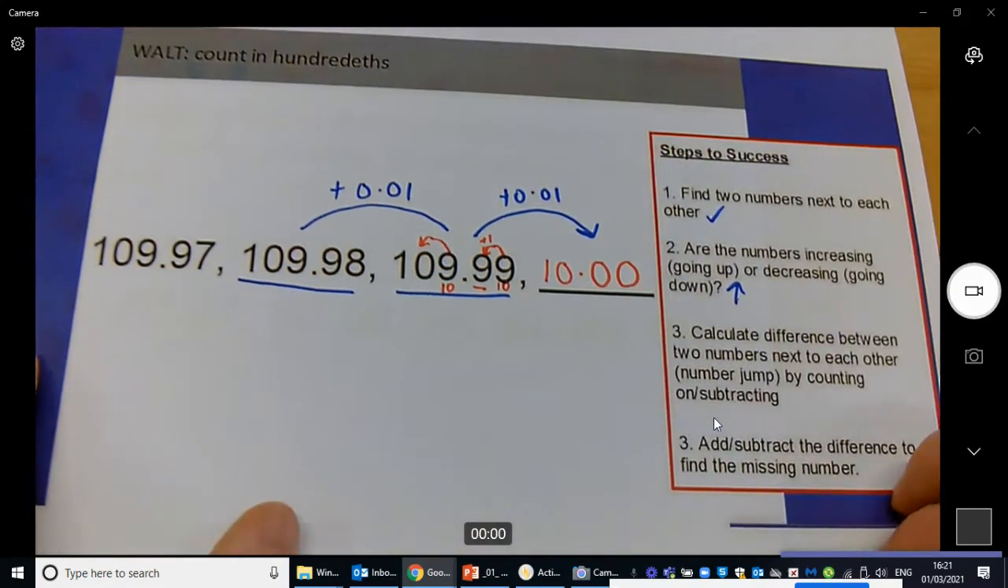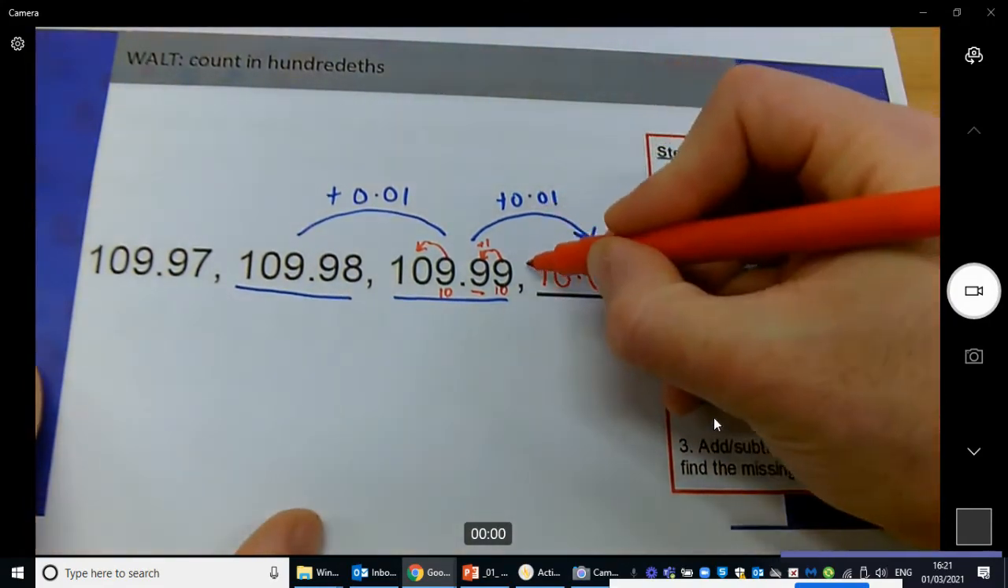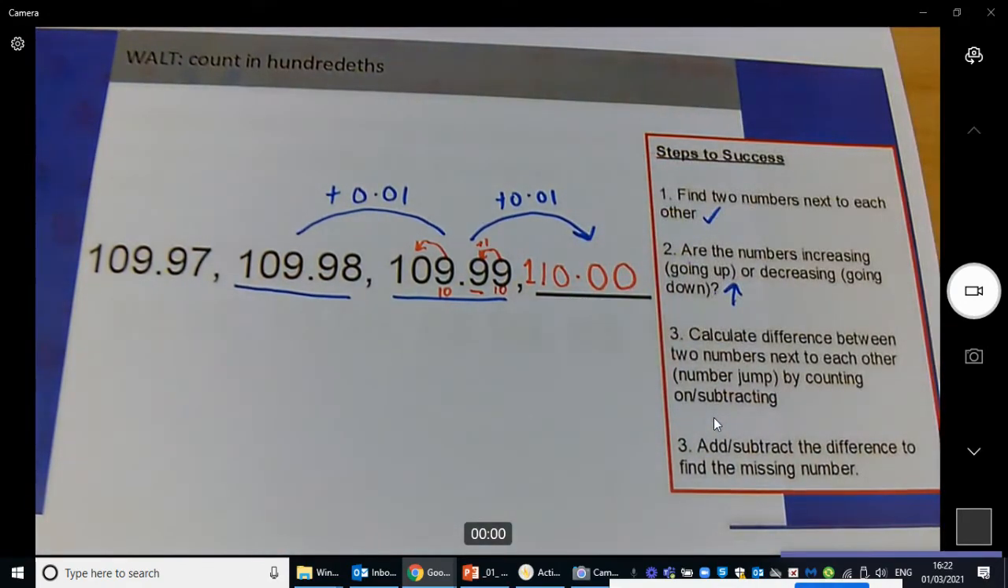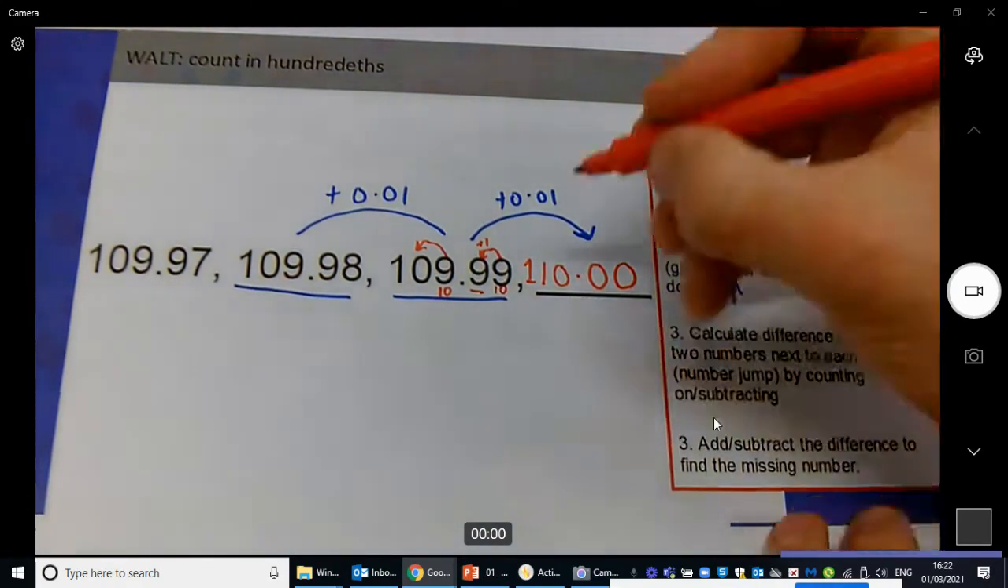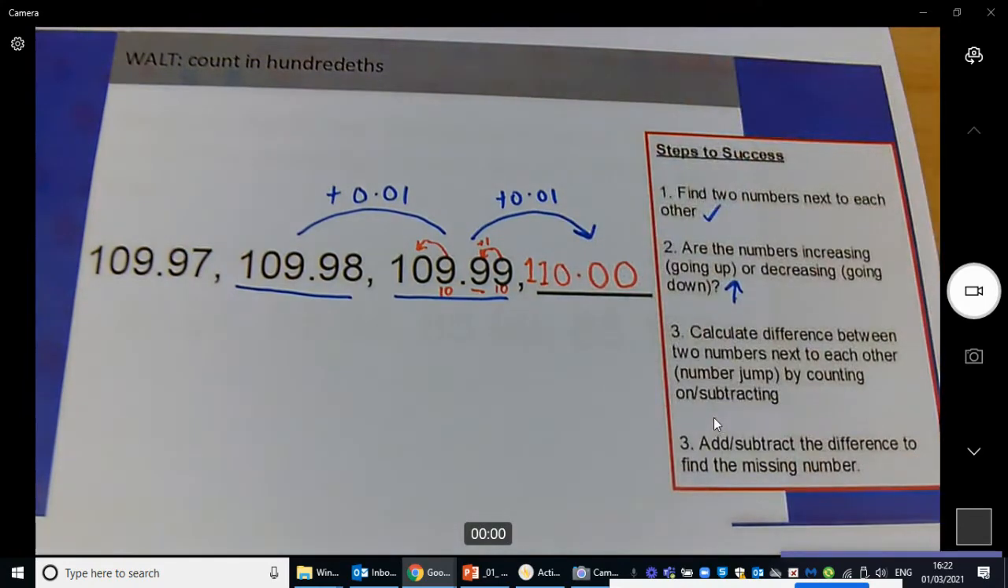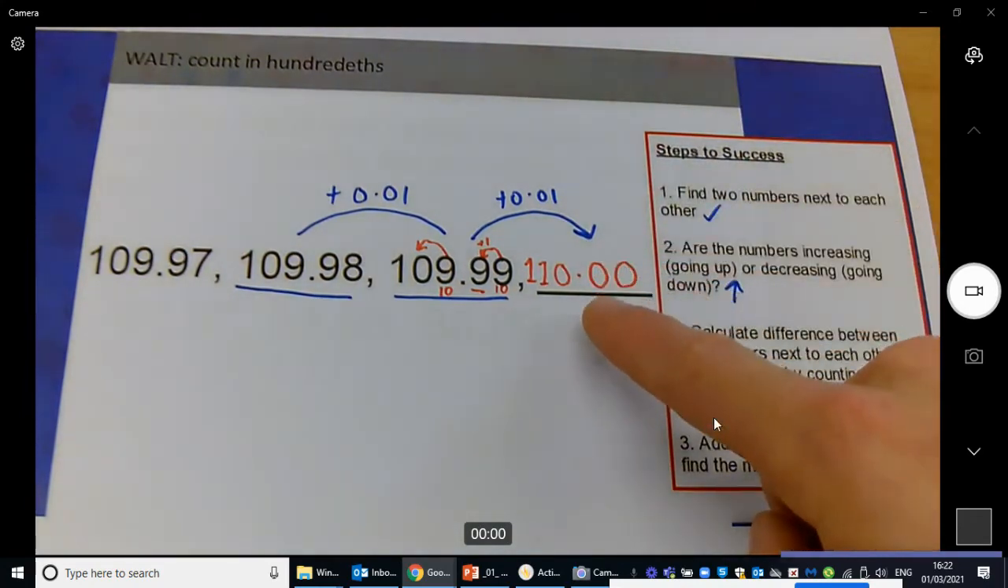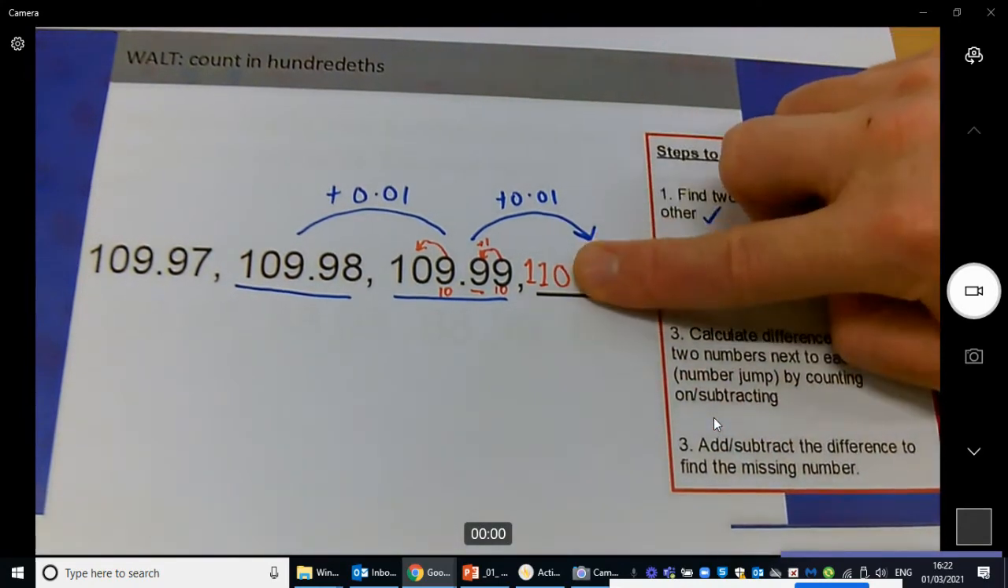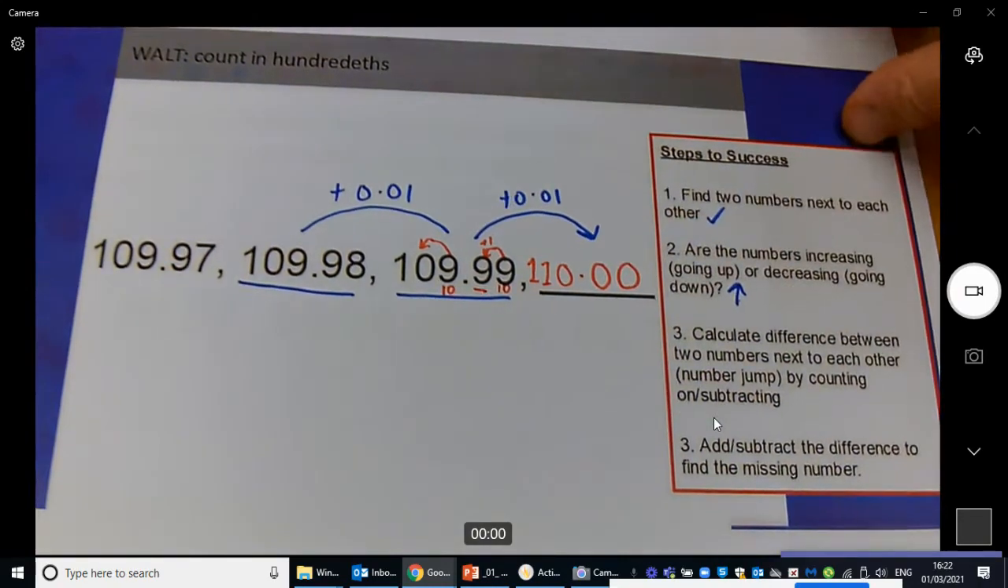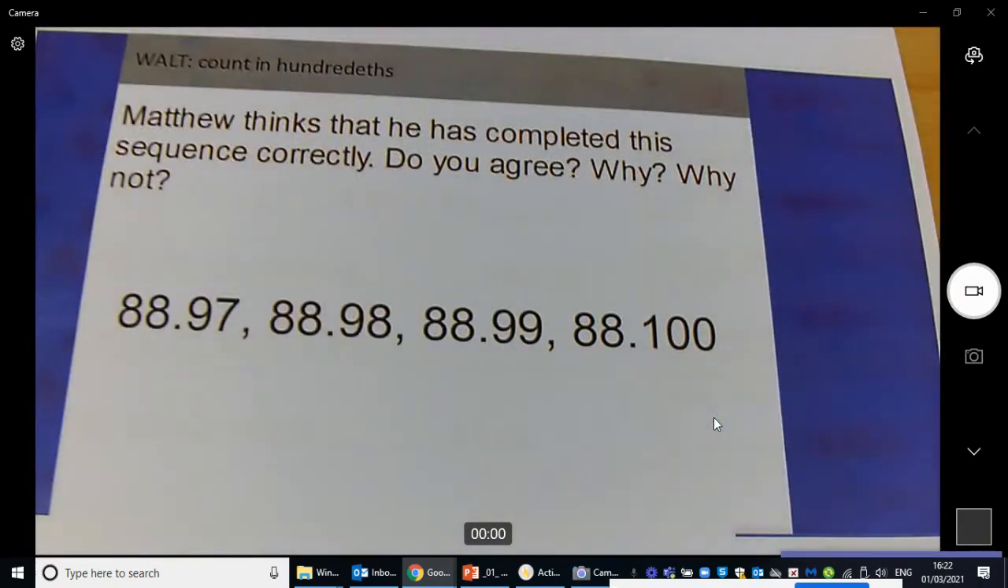So we've done 3 sets of regrouping there, turning that into a 1, and then the hundreds stay the same. So hopefully you got the answer is 110. You can, as I say, put the 0.00, but actually you don't need to, it's just 110. So hopefully that makes sense.